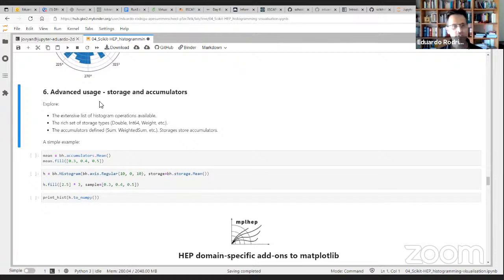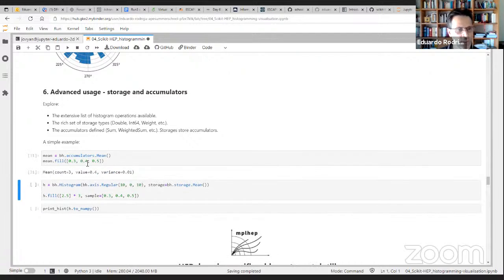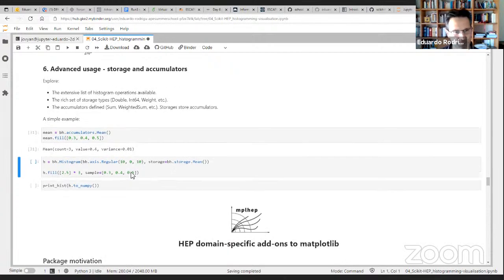Now you can have some more advanced uses with different storages and accumulators. The storages use the accumulators to accumulate the data as you fill the histograms, and you have different types of storages. It can be double, it can be ints, it can be weighted entries. So you see that it's really very flexible in terms of this. And if you were to define an accumulator that is a mean, and I'm only filling with these three values, not surprisingly there's three of them. The value is 4.4. If you calculate it, the variance is indeed 0.01.